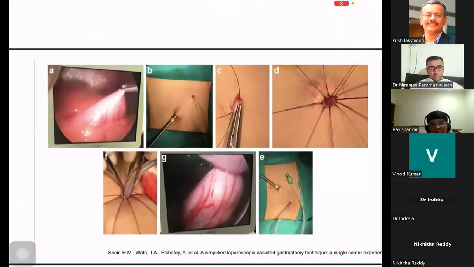In the first image, we are selecting the stomach at the point at which we have to place the tube, and we have extracted it out. We are giving a purse string suture, and we have inserted the tube and fixed it to the anterior abdominal wall.